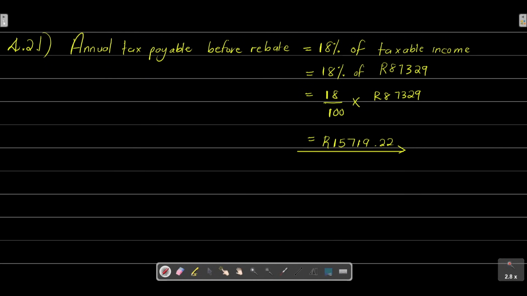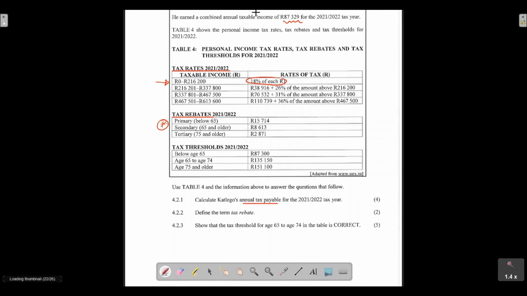Okay, meaning that in this case, what is the annual tax payable after rebate? Actually, let's be clear, after the primary rebate. It will be equal to this: 15,719.22 minus what was the primary rebate? What relief is SARS going to give him?